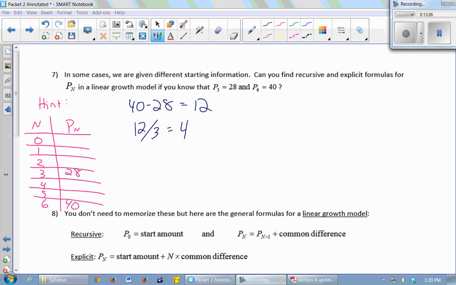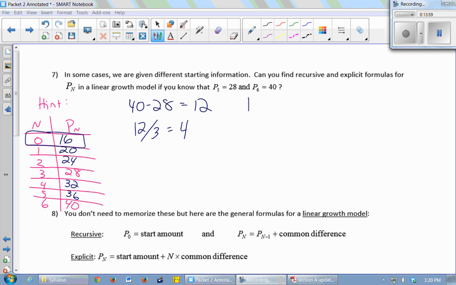4 per year. So that means that if my growth is 4 per year, then 28 in year 3 should grow to 32 in year 4. Increase by 4 again, 36 in year 5. And when we increase by 4 again, we get 40 just like we should. Okay. Now how do you go backwards in the list? Subtract 4, so I should have 24, 20, and 16. So this is my starting amount. Yep, that's good to know. And my common difference is 4.